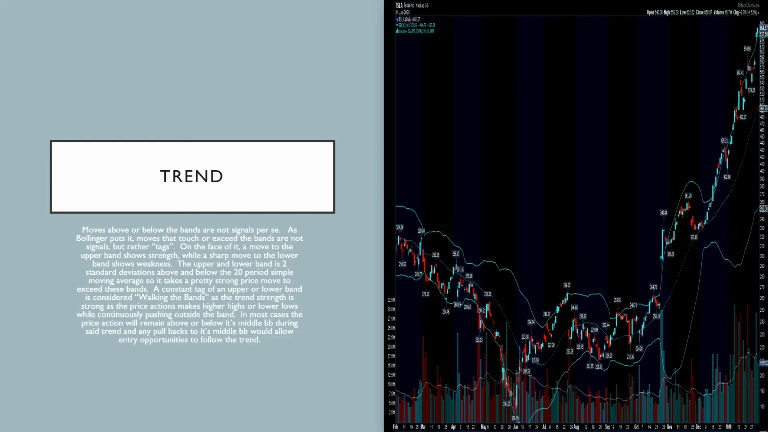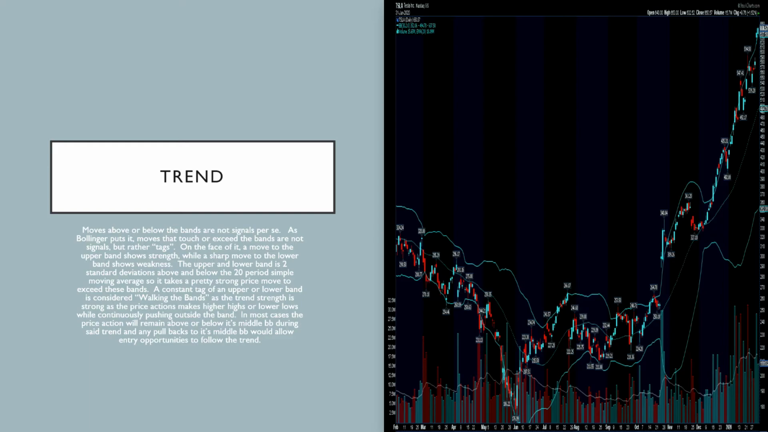So here we have Tesla. All right, we started watching Tesla back in early October due to the Bollinger Band squeeze concept and watching the price action consolidate.